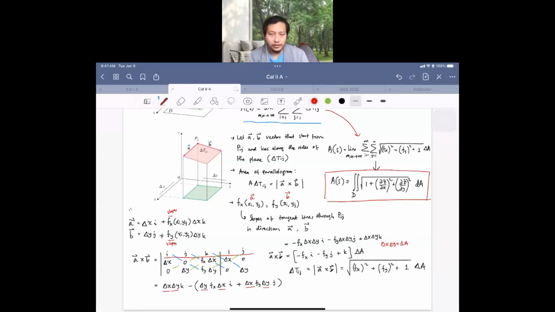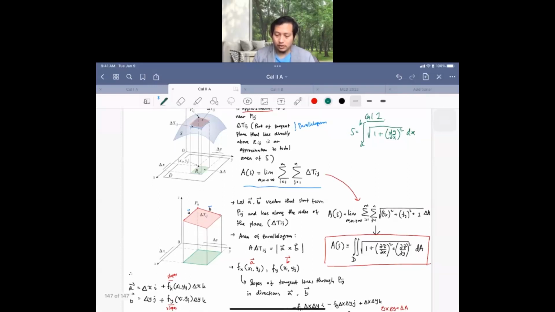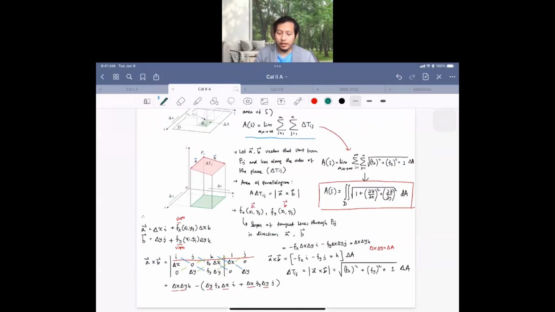You can also compare with the surface area that we have in calculus 1. Let me write here. In calculus 1, the surface area is from a to b of the square root of 1 plus... Now it's not only dy over dx, we have two partials, right?